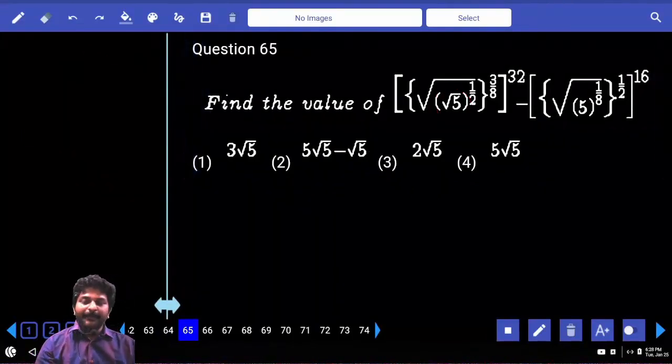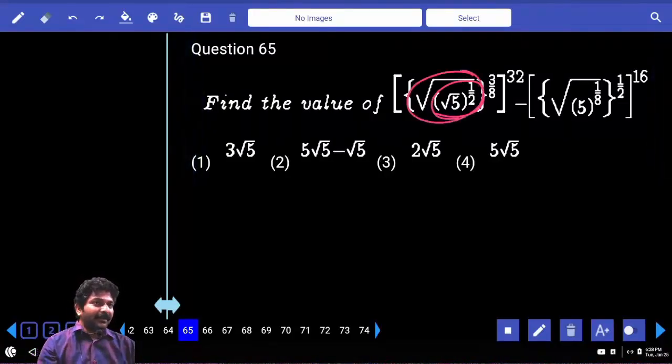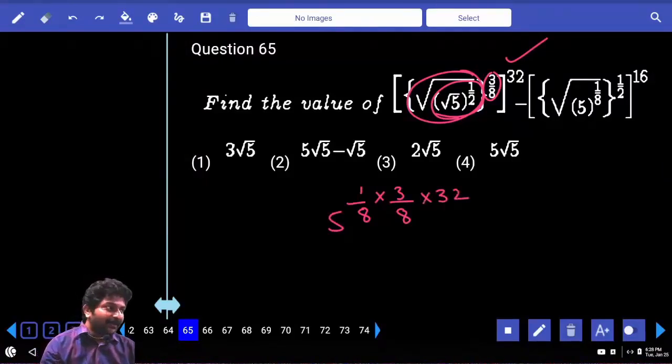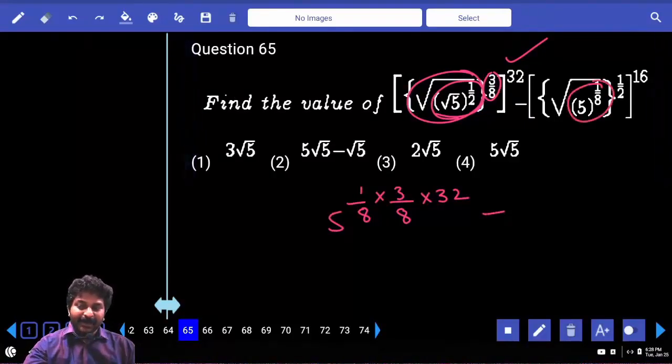Root 5, that is 5 power 1 by 2. To the power of 1 by 2, that is 5 power 1 by 4. Again under root, 5 power 1 by 8 into 3 by 8. 5 power 1 by 8 into 3 by 8, and the total exponent is into 32. Clear?